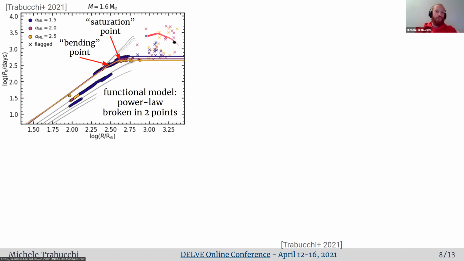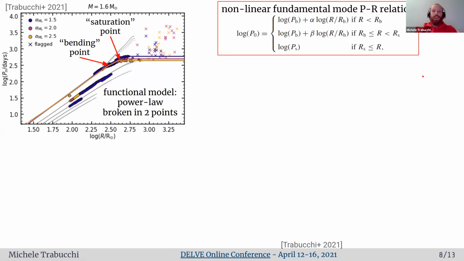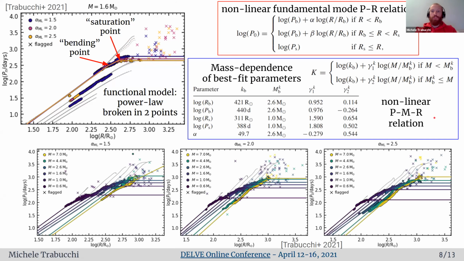resulting period-radius relation from nonlinear models as a power law broken into points. First, a bending point where the nonlinear period deviates from the linear trend, that is the gray lines in the background, and then a saturation point after which the period becomes actually independent of the radius. By best fit, as usual, we obtain a nonlinear period-mass-radius relation that can be used on one side, for instance, to infer masses and radii from variability observations, and on the other side to predict fundamental mode pulsation periods for stellar models, evolutionary tracks, or for instance, synthetic stellar population models.